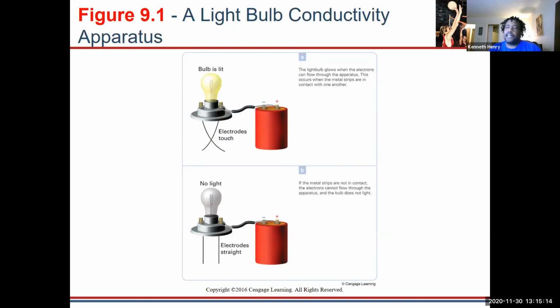Let's talk about electrolytes and non-electrolytes. We need to touch on this so you guys can finish up homework number 10.